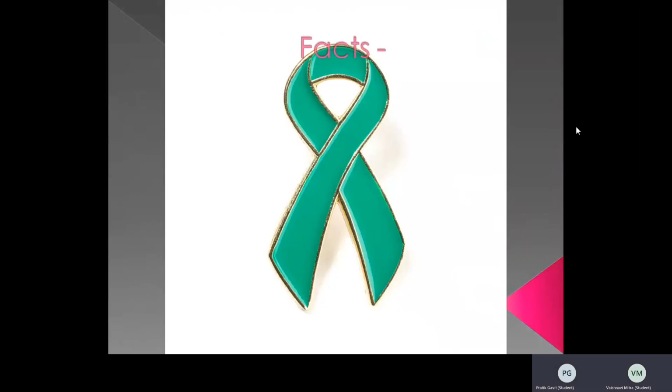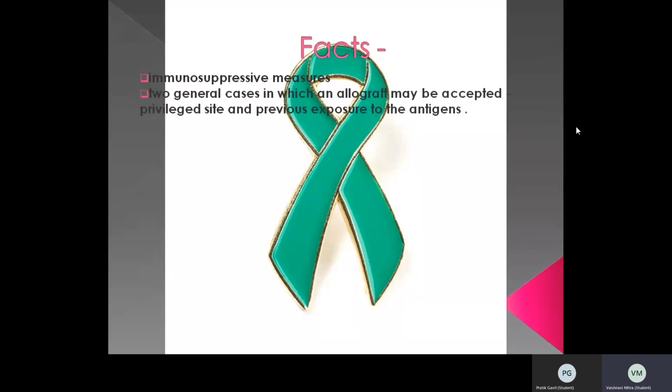So now let's just see some facts of organ donation or organ transplantation. There are instances in which an allograft may be accepted without the use of immunosuppressive measures. Obviously, in the case of tissue that lacks alloantigens such as cartilage or heart valves, there is no immunological barrier to the transplant. However, there are also instances in which the strongly predicted response to an allograft does not occur.